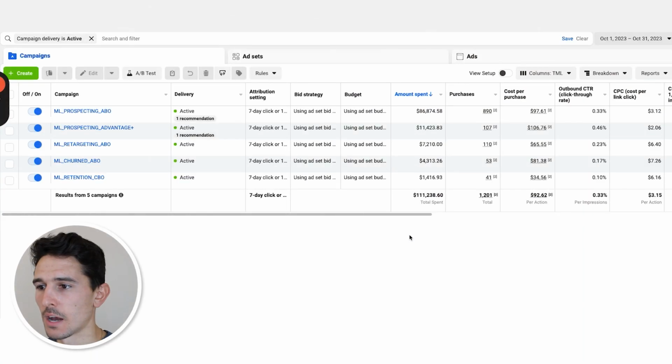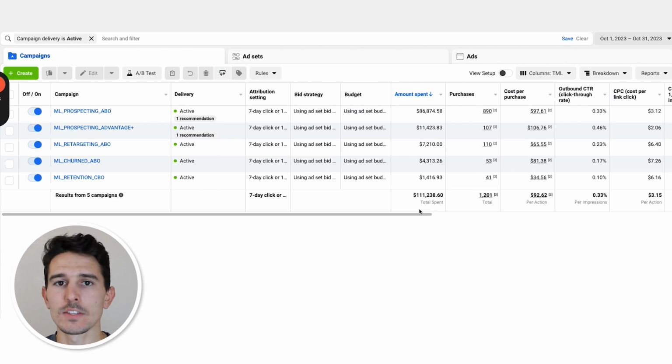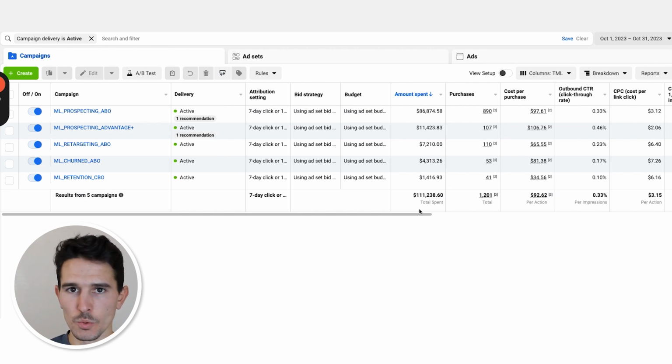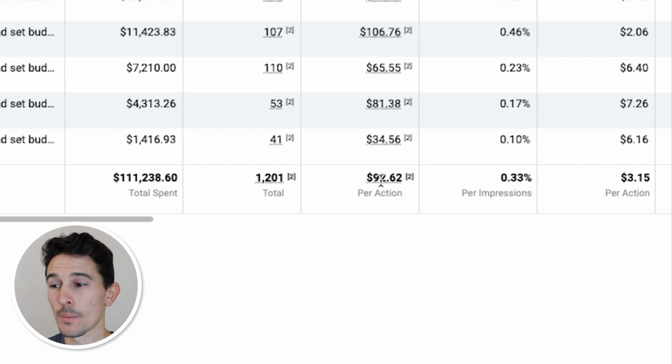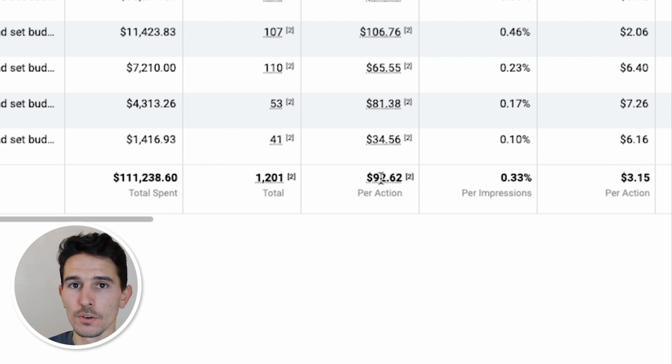Now that we are in the account, first thing I want to do is just take a look at the core metrics. This is a client that has a $100 cost per acquisition goal. What that means for them is that every purchase we need to drive under $100. If we spend $100, we have to drive at least one purchase. In this case, we're driving a purchase every $92. We are really about 8% under their goal in a good way. That is exactly what we want to happen.